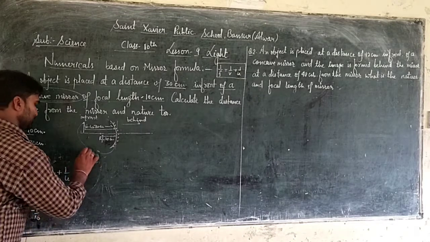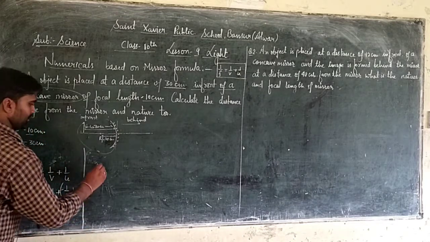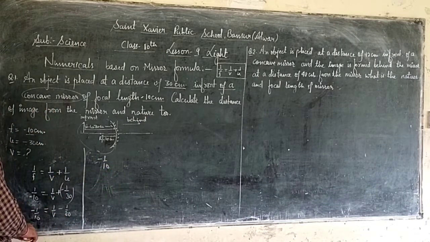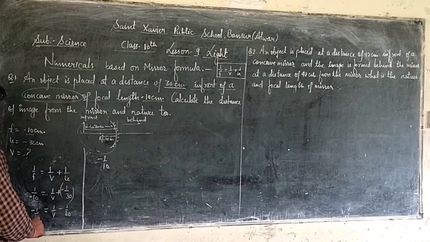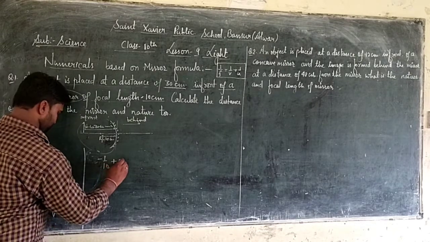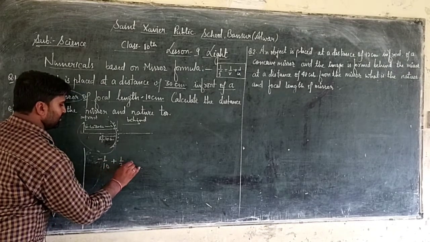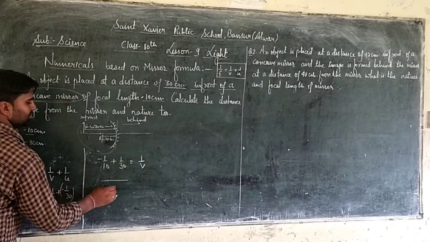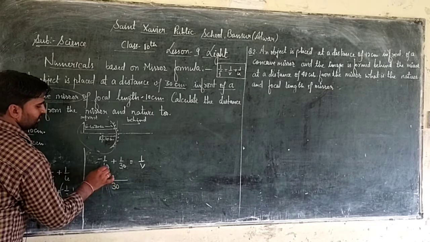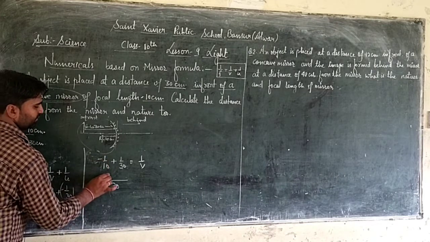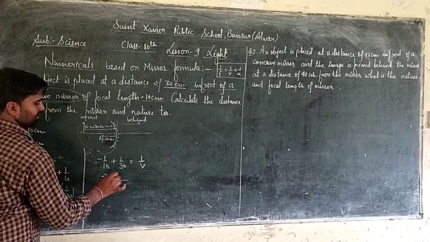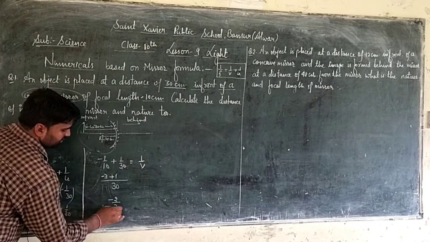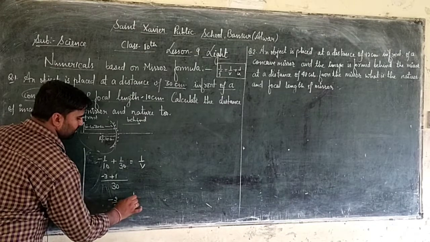So I am going to solve this side. Negative 1/10, we transfer the 1/30 to this side, so it will be positive 1/30 equal to 1/v. When we take the LCM, 30 will be the LCM. 10 3s are 30, 30 1s are 30, so it will be negative 3 plus 1 over 30. So it is negative 2/30 equal to 1/v.